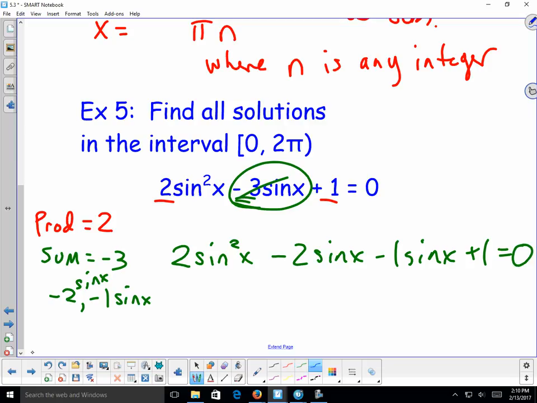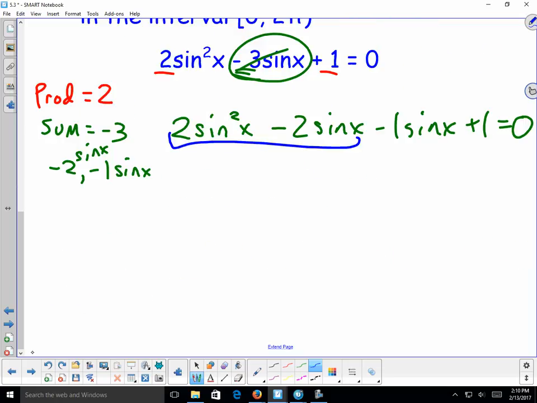Can you help me with the factoring step here for factoring by grouping, Kathleen? 2 sine x is what you're factoring out, times what? Sine x? Oh, no. Just sine x? Minus 1. Do people agree with that?